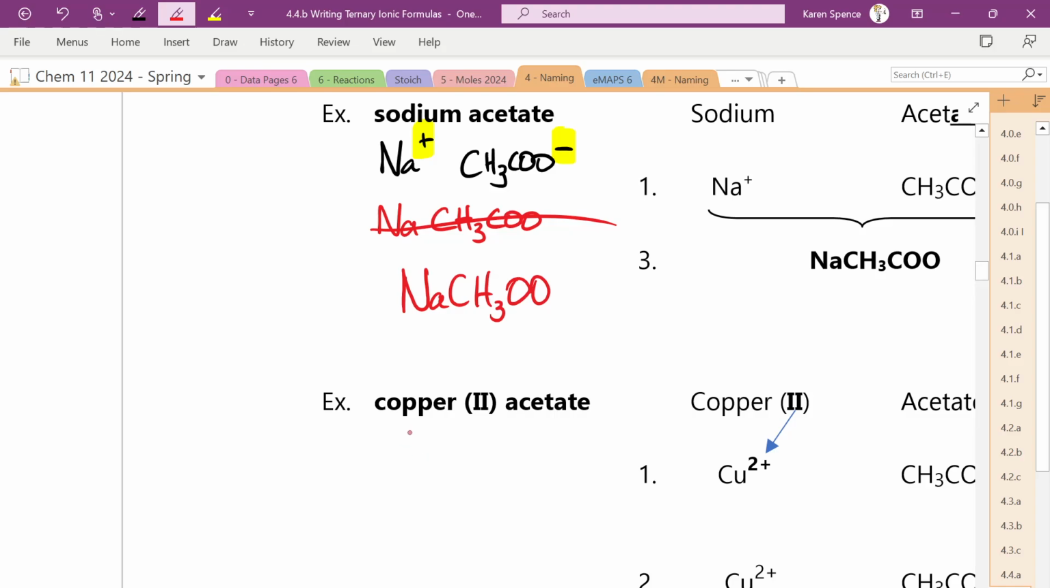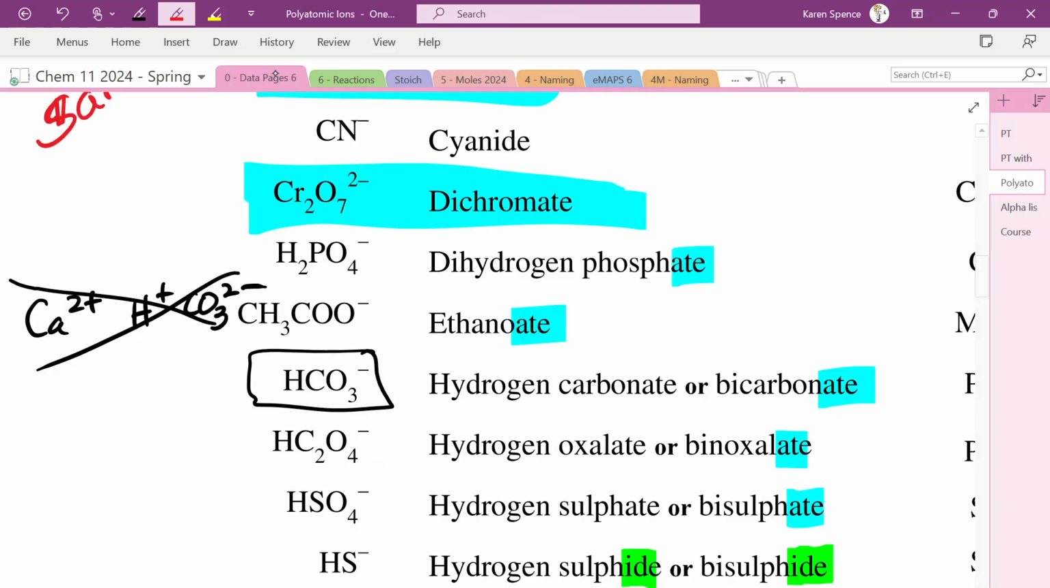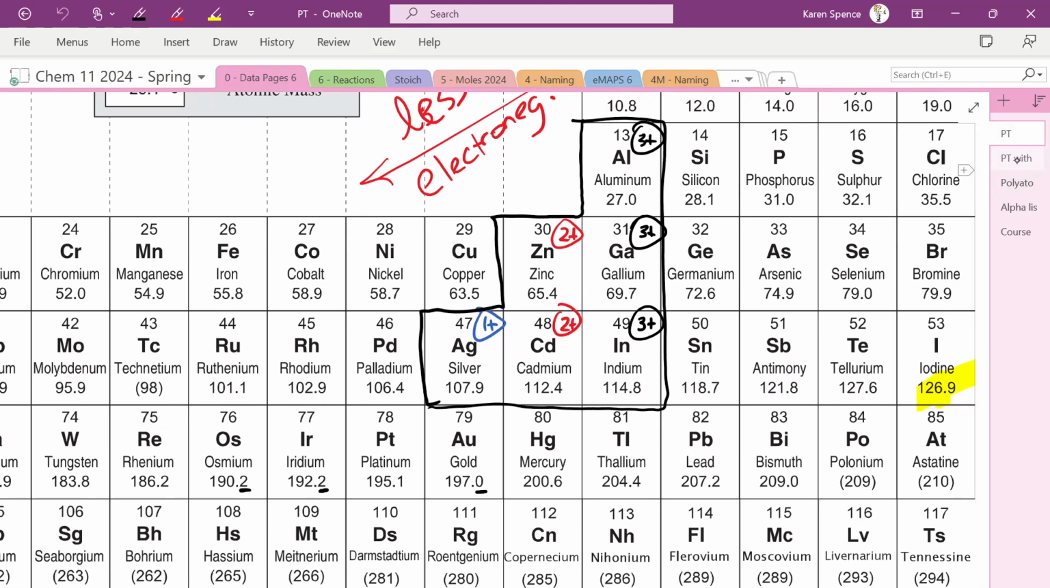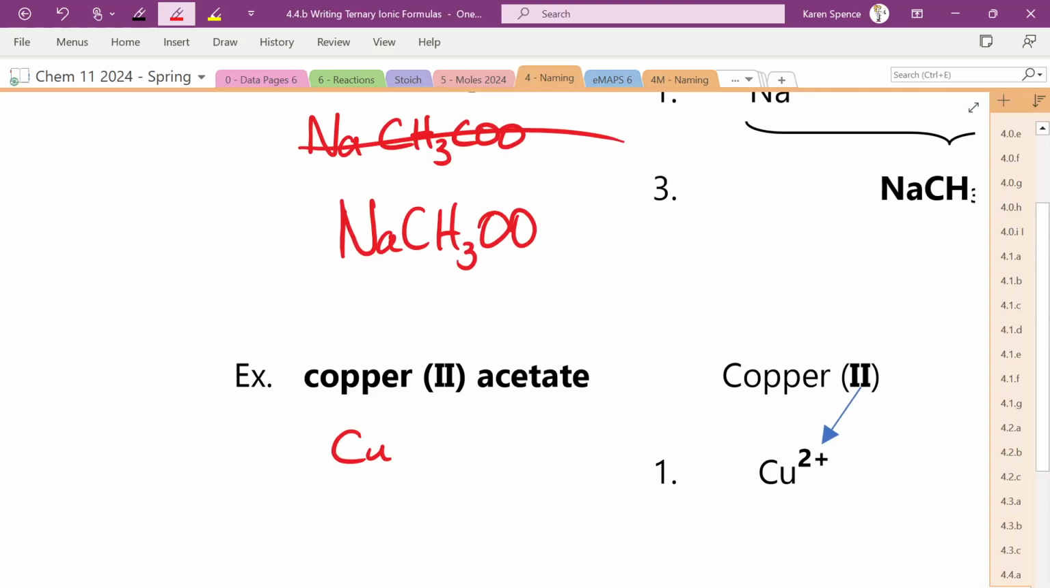Copper. What's the formula for copper? Cu. What's the charge of copper? Oh no, it's in the red zone. What should I do? Look at the Roman numeral. Come back. There we go. So I have 2 plus. And acetate is CH3COO minus.